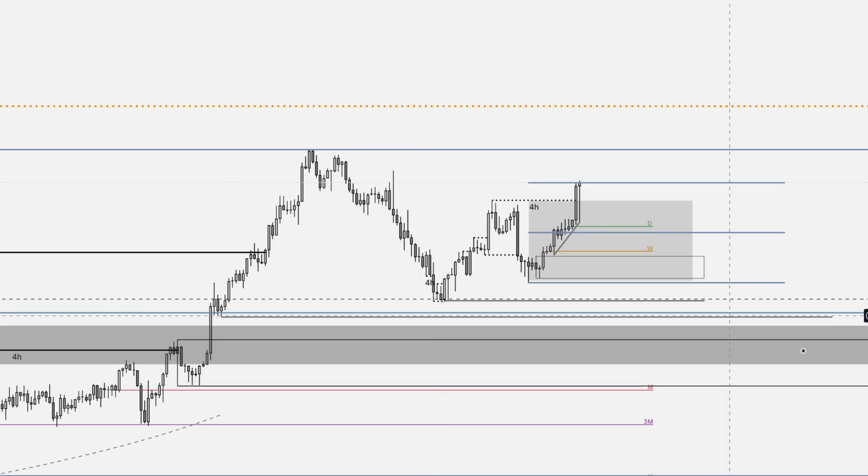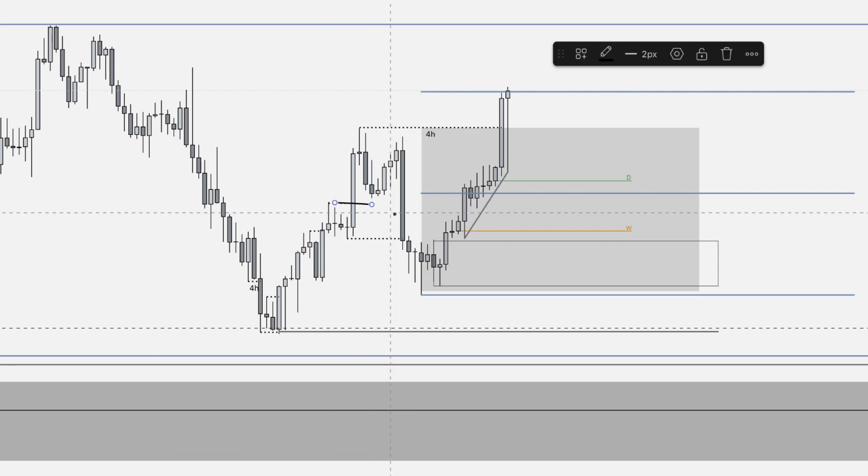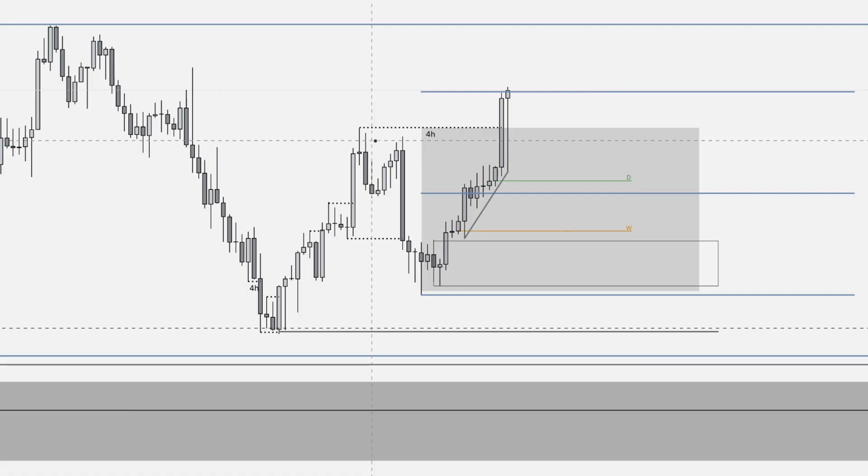And when we look at the 4-hour time frame, we can see that we had the bearish order flow before, because we had the break of structure down, up, here down, so this supply was in control. But now we got the break up here. This means that this demand is now in control.